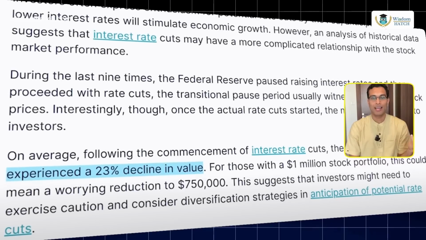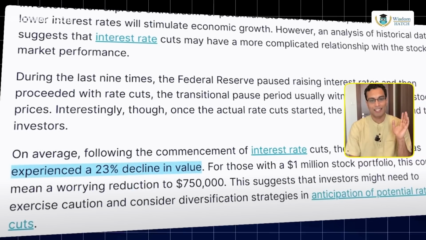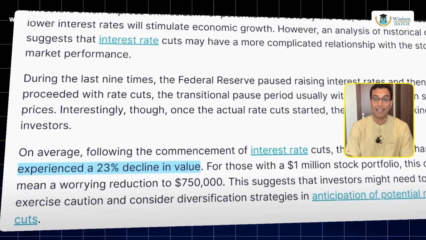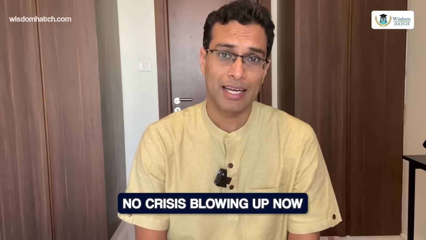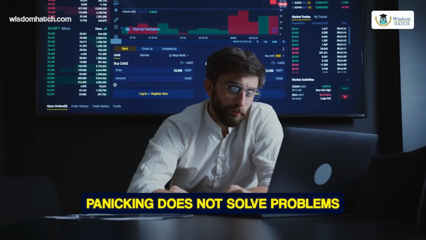So yes, on one side, you can read articles like these where they are doing forecasting, saying there is a very high chance that the stock market will correct. And on the flip side, you can actually apply brain and see that there is no crisis blowing up right now. There could be something that might happen. There could be some new information that might come up. I cannot guarantee that. But panicking right now in the market does not solve anything. It's not as if you should cut your positions and go away, all that stuff.